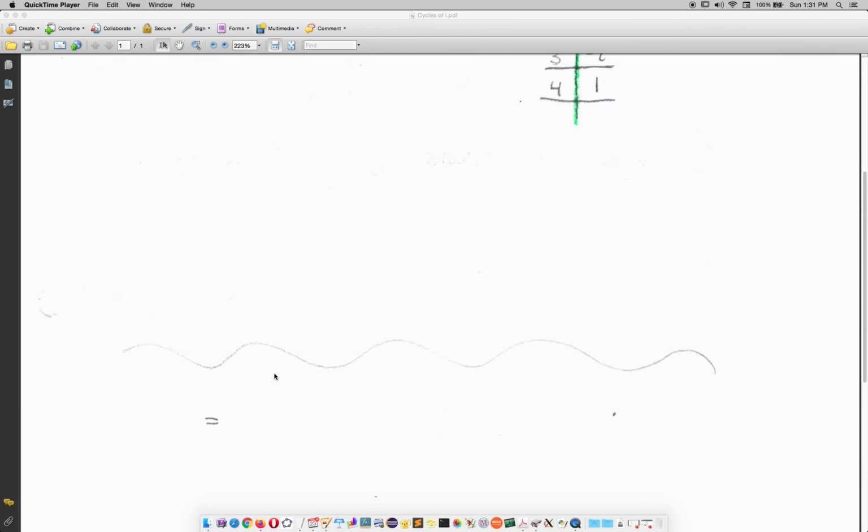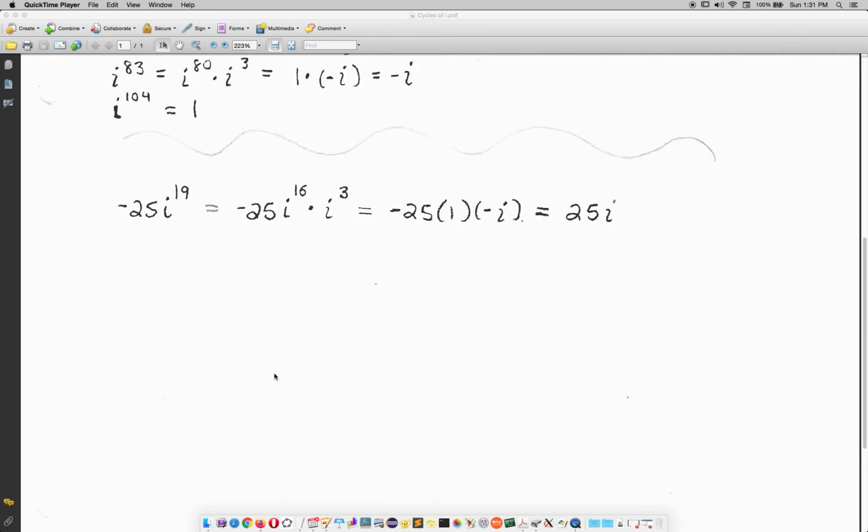One more expression and then I'll let you go. Here I have -25 i to the 19th. So what I do is I separate the i to the 19th. This becomes -25 times i to the 16th times i to the third. 16 is perfectly divisible by 4, so that becomes 1. i to the third is the same as negative i. So now I have negative 25 times 1 times negative i. And so my final answer is 25i.